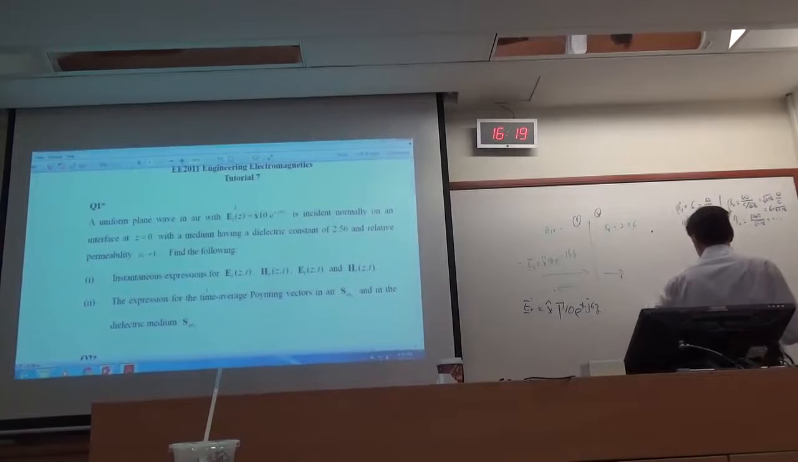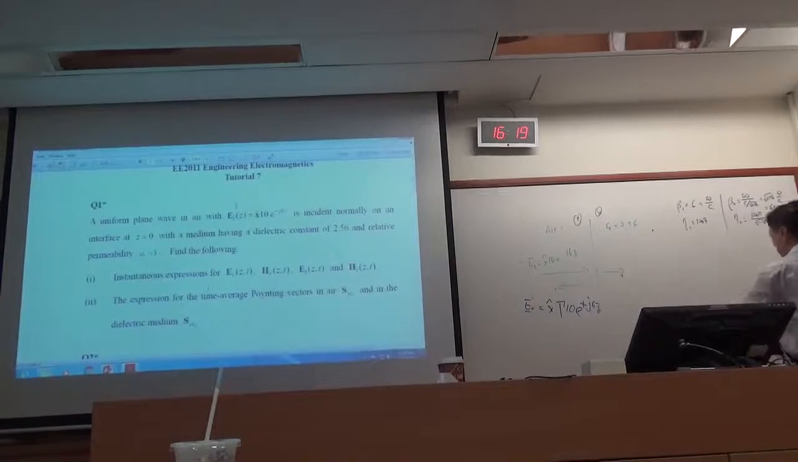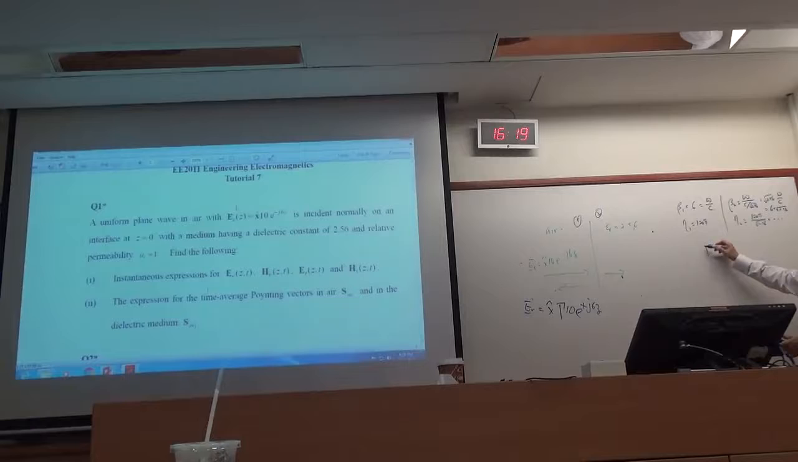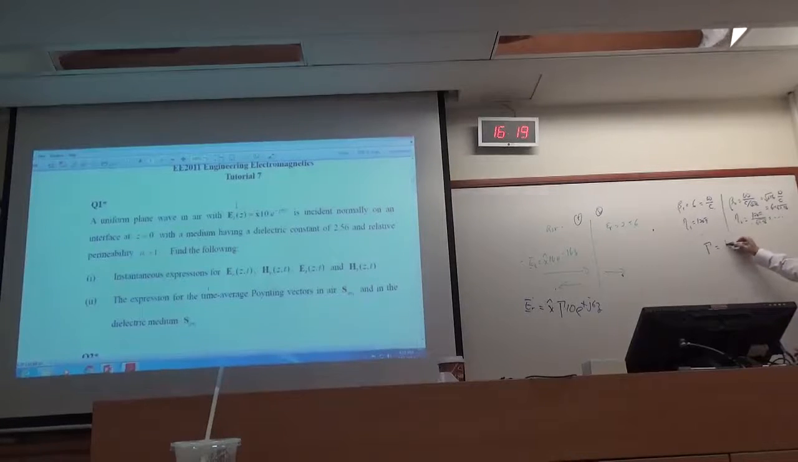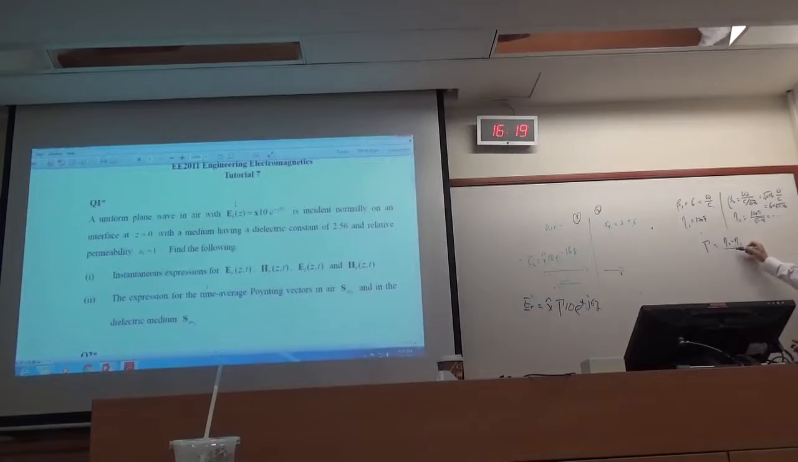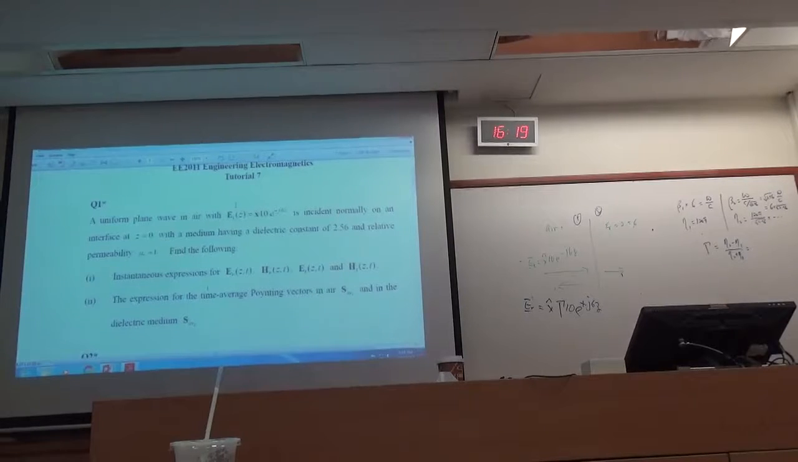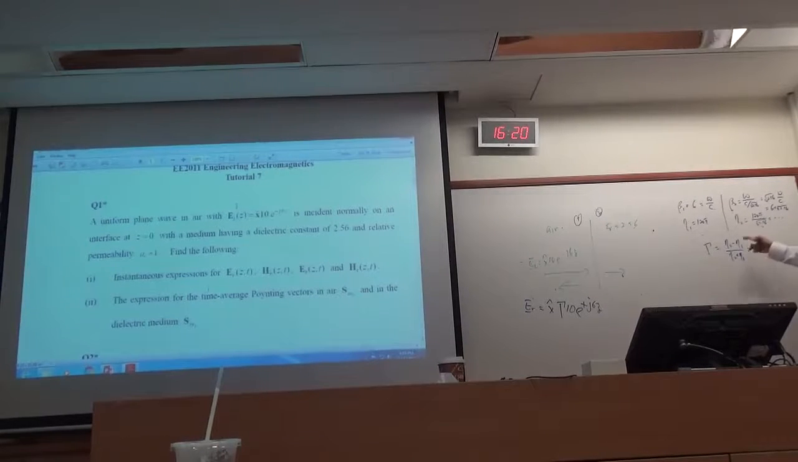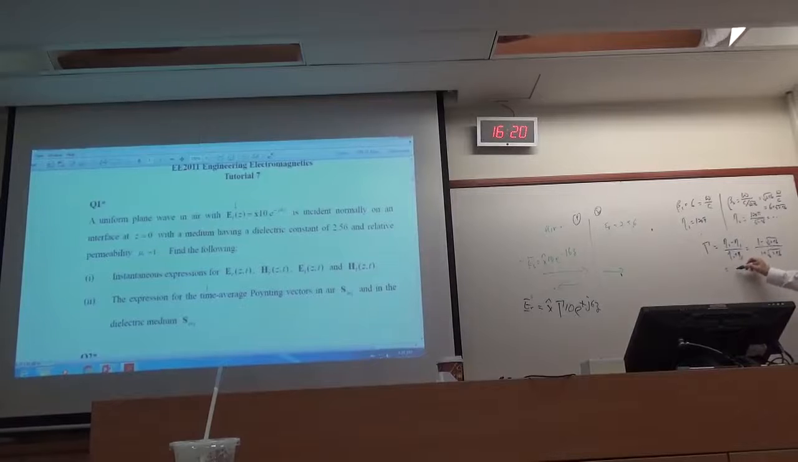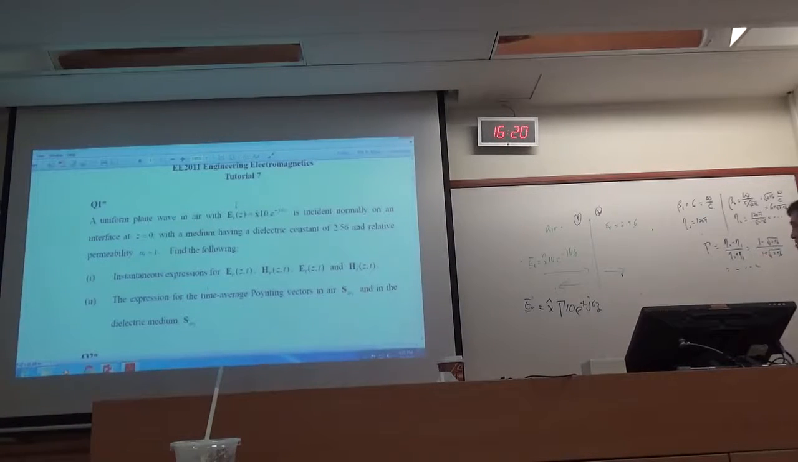Alright. So once you got this one here already, then your gamma, the reflection coefficient, is equal to zeta 2 minus zeta 1 over zeta 2 plus zeta 1, which is equal to, I don't calculate, 1 minus square root of 2.56 over 1 plus square root of 2.56, which is equal to minus something. You can calculate it out.